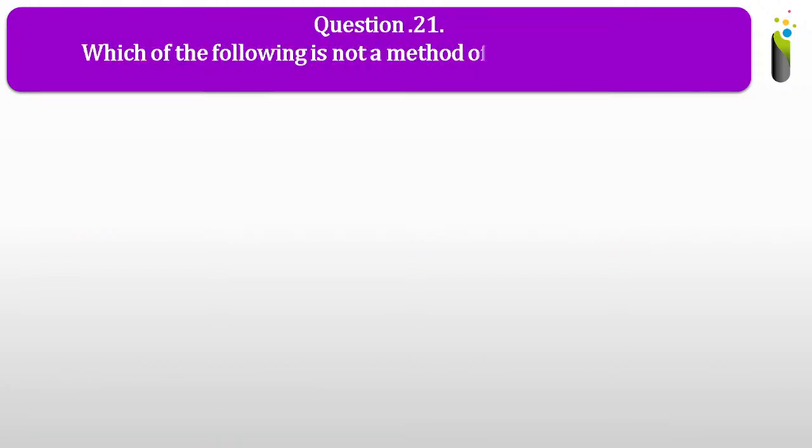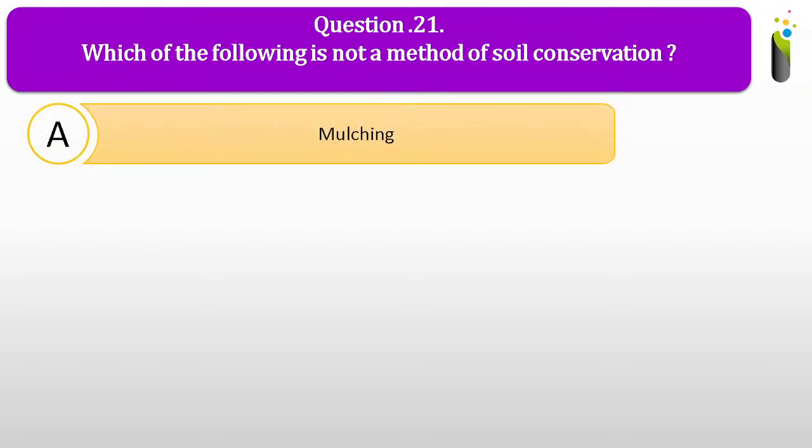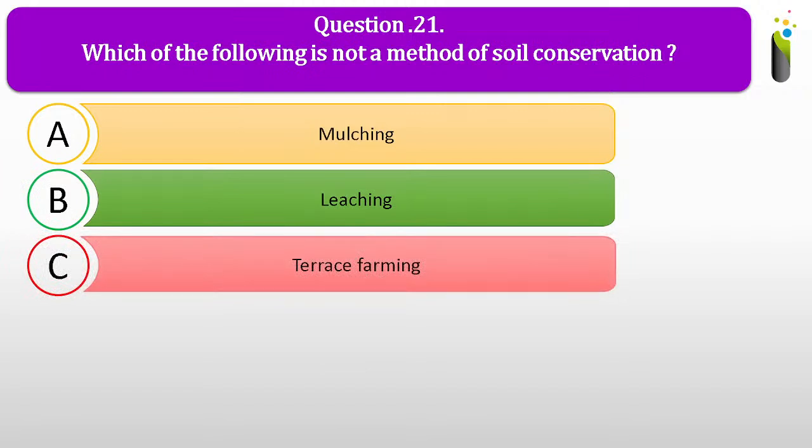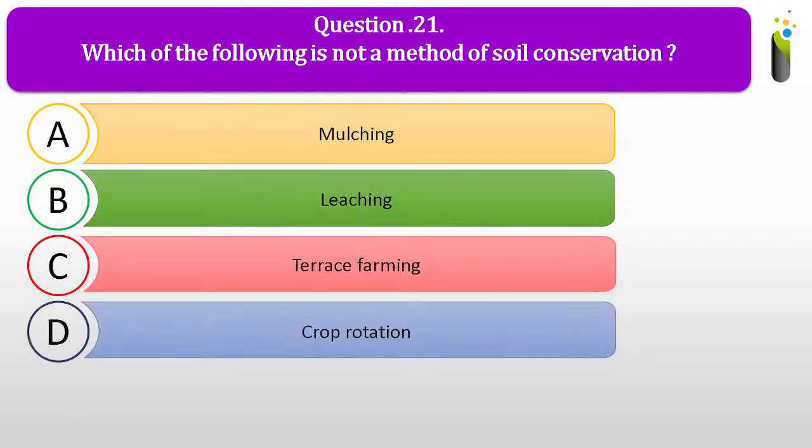Which of the following is not a method of soil conservation? A. Mulching. B. Leaching. C. Terrace farming. D. Crop rotation. And your time starts now.